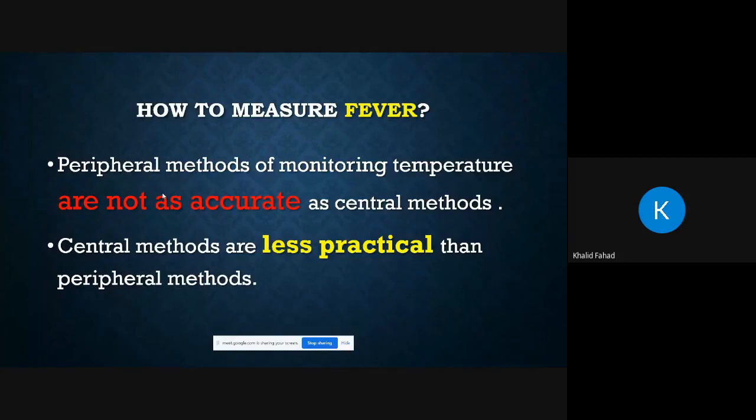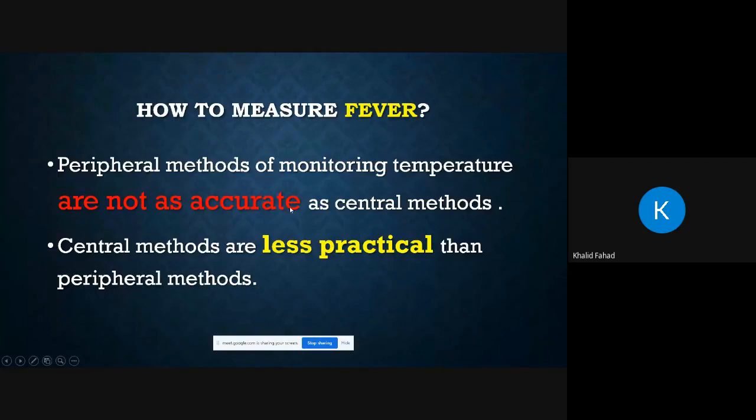Keep in mind that the peripheral methods differ from central methods in the way of measurement. For example, if we use the axillary type for measurement and the temperature is 36.5, we have to correct it in order to obtain the final result of fever. So 36.5 by the axillary type, we have to add 0.5 to correct it in reference to the oral temperature, sorry, not the central type, to the oral temperature.